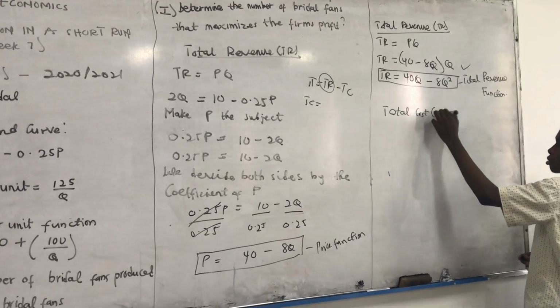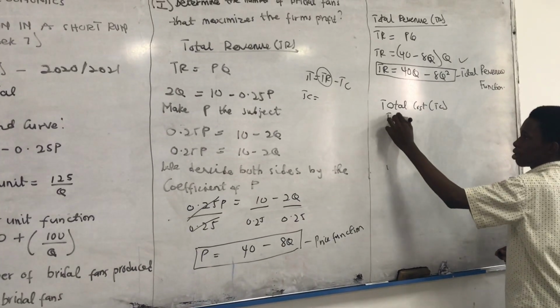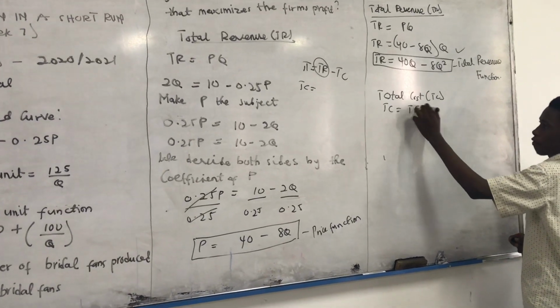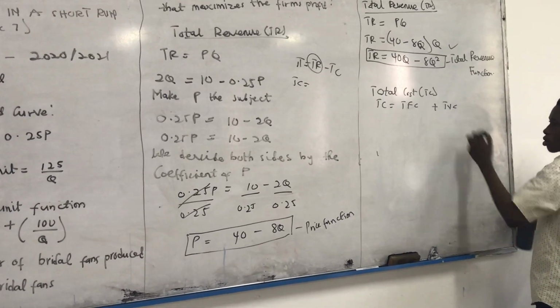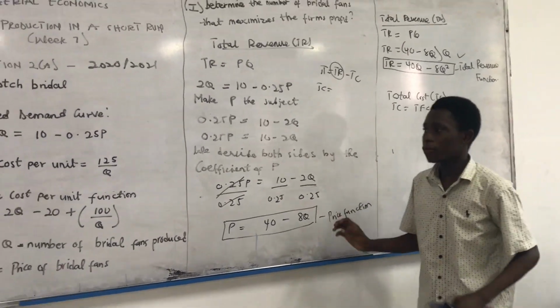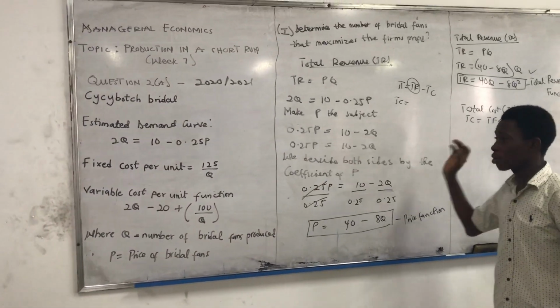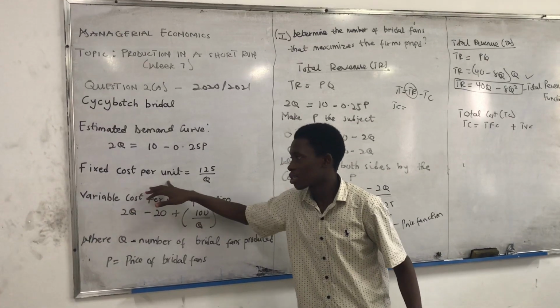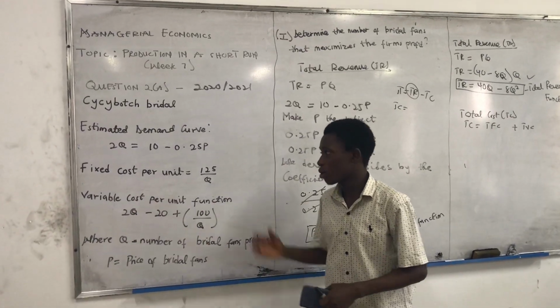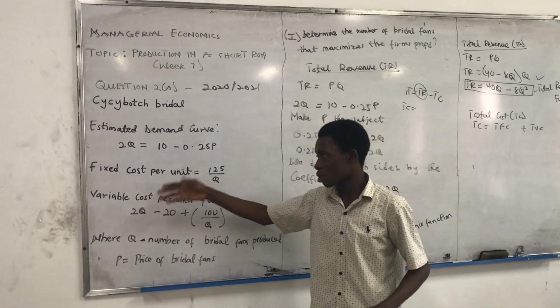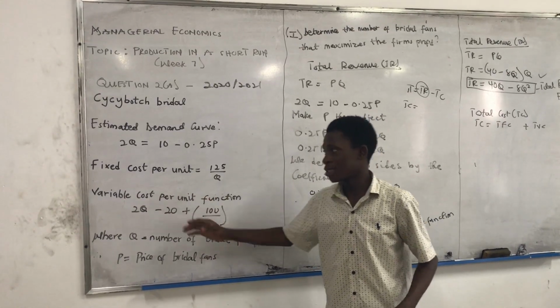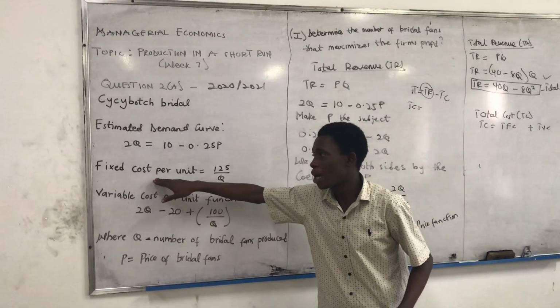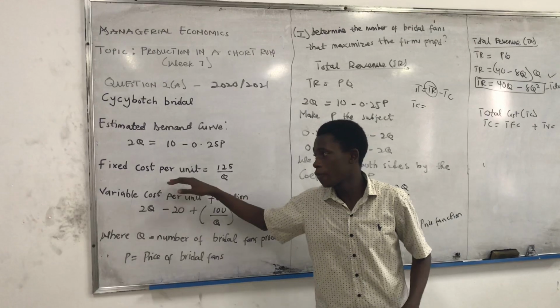Total cost, which is TC. TC is equal to total fixed cost plus total variable cost. So let's come and check the question. Do we have total fixed cost? Do we have total variable cost? Well, let's say we have fixed cost per unit. Per unit is not the same as fixed cost. If it's fixed cost, the question is supposed to state that the fixed cost is this, the variable cost is this. But the question is using per unit cost. Per unit cost is different from fixed cost.